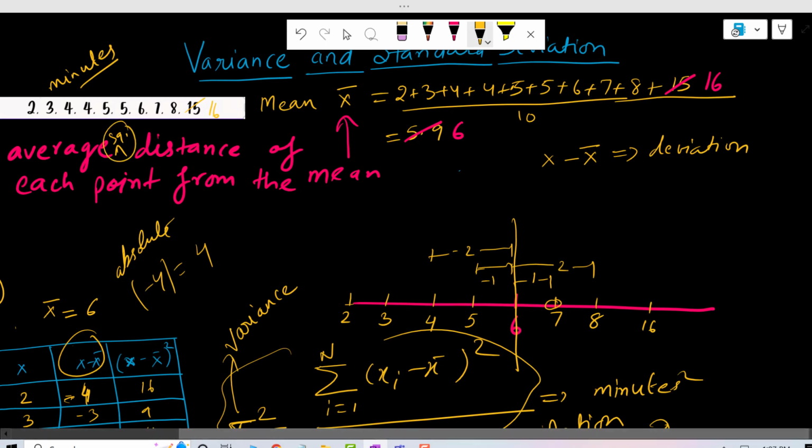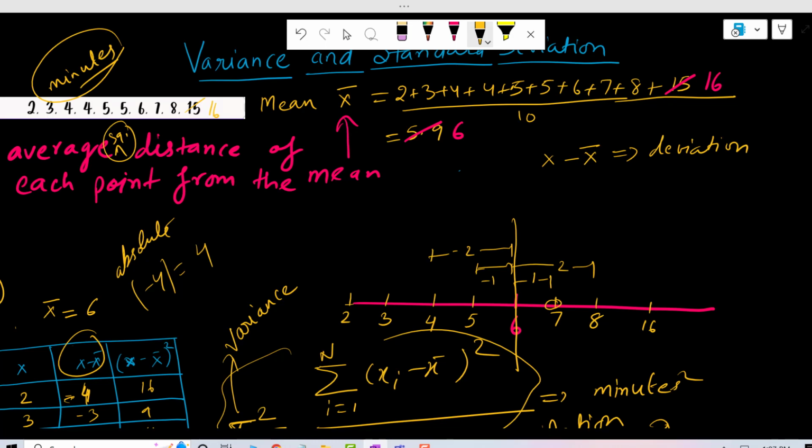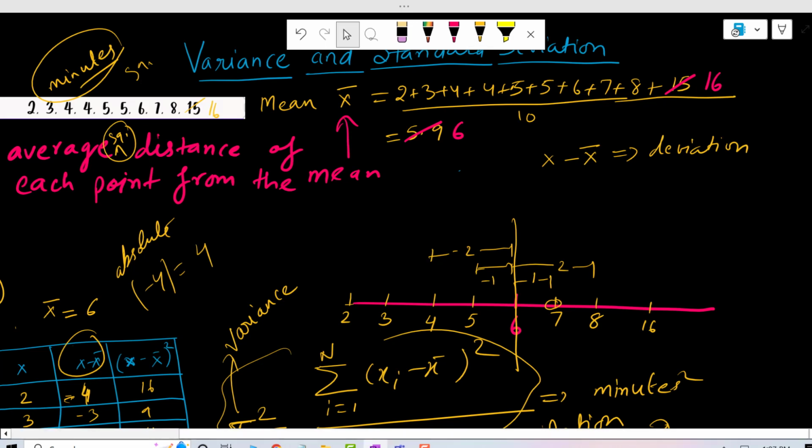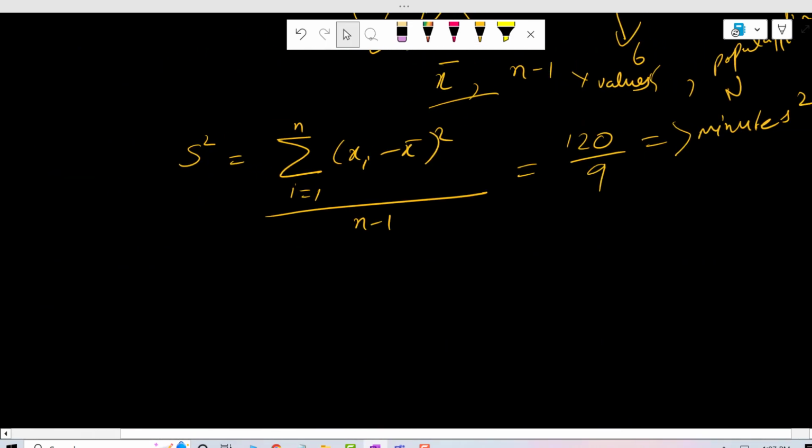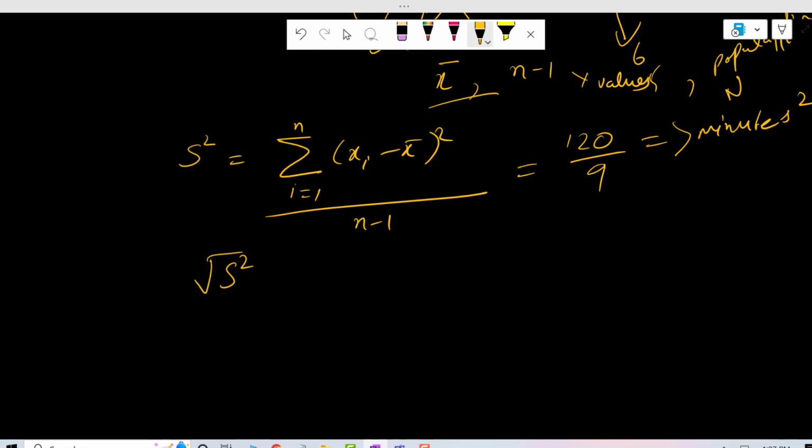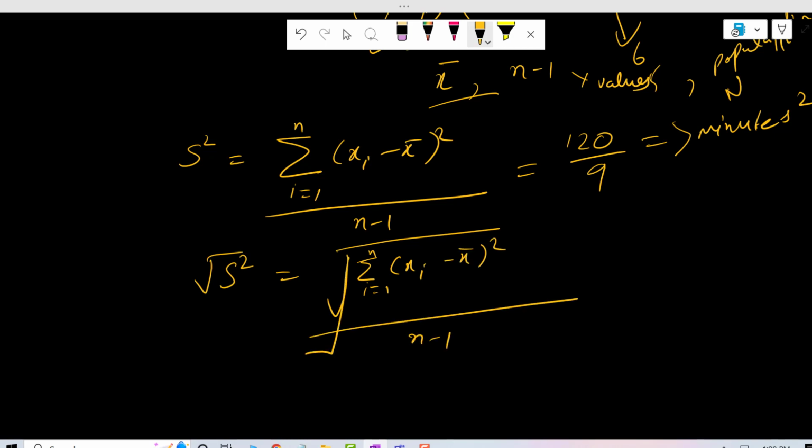When we are doing interpretation to see the variability of data, we cannot make out, because our original unit is in minutes, or the variance which we are arriving at is squared. So in order to make an apple to apple comparison, what we do is take the square root of the variance, which is the square root of summation of i equal to 1 to n, xi minus x bar whole square, divided by n minus 1, and this is also called RMSD.